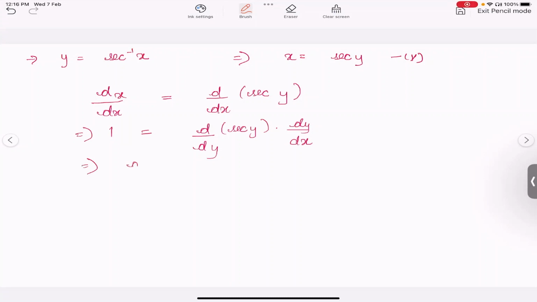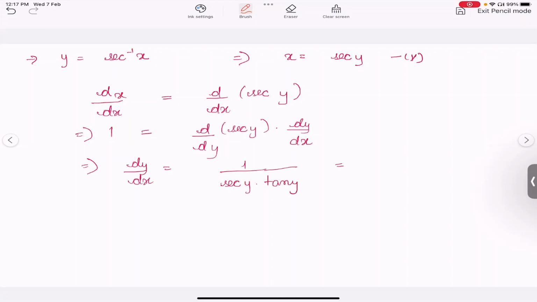Now dy by dx will be equal to, this thing will be equal to sec y tan y. This is what we have learned in trigonometry and in our previous derivatives that we did for trigonometric functions. So this will be equal to 1 by sec y tan y.